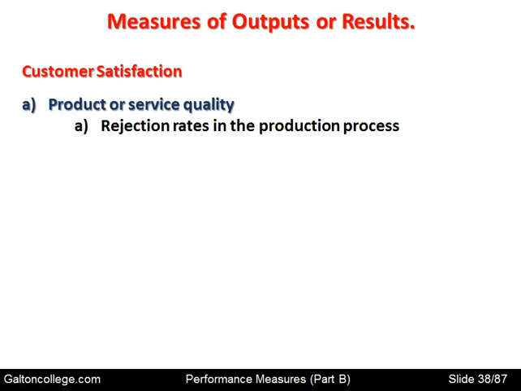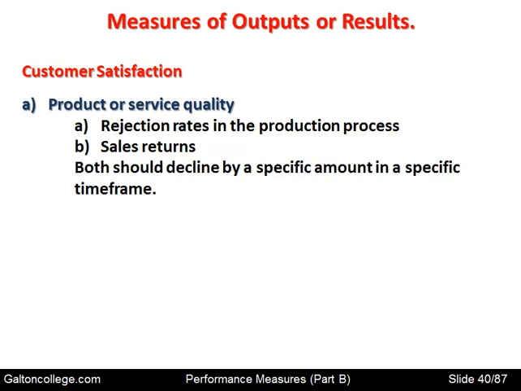It could be in terms of the rejection rates on the production process. Customers buy the product or try out the service, but they don't like it. They reject it. They make complaints or look for their money back or whatever. That might be an indicator of poor quality, and it's a measure of output, the suitability of the output to satisfy customer satisfaction. So sales returns are an issue.